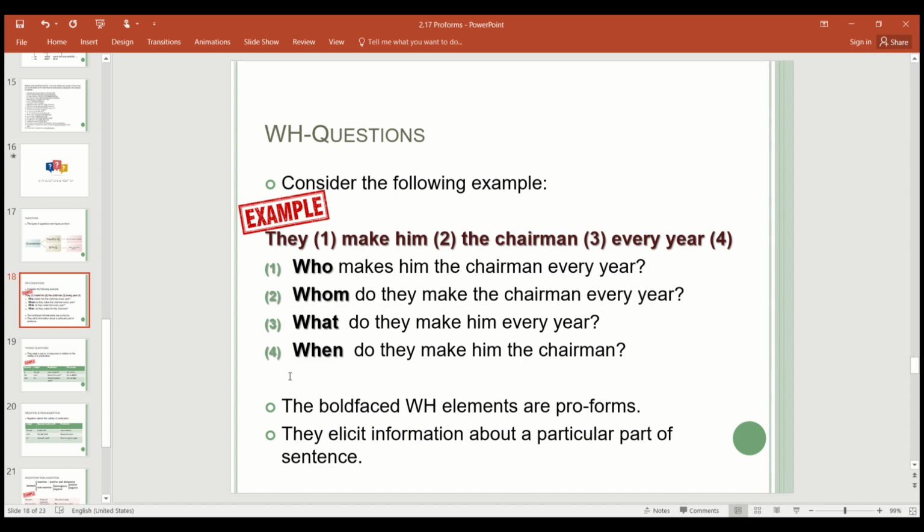So each one of the WH elements acts as a proform because it is replacing the element that is being asked about. They elicit information, they extract information about a particular part of the sentence, and that part of the sentence is omitted from the sentence.